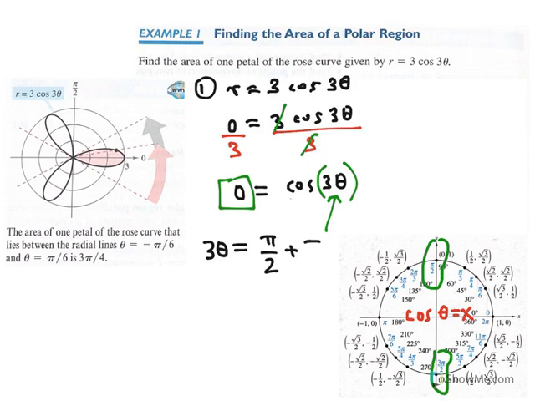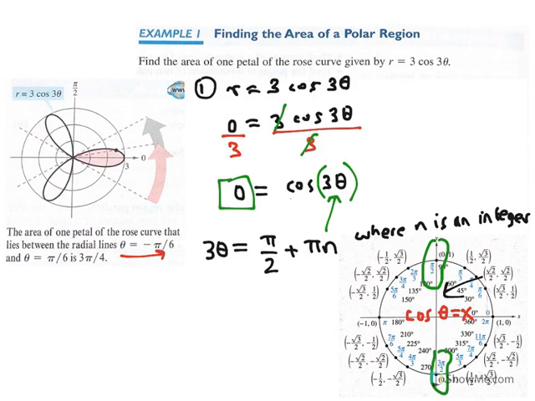So pi over 2 plus pi will give us 3 pi over 2. And if you add pi to 3 pi over 2, you'll get 5 pi over 2, which is coterminal with pi over 2. And if you keep adding integral factors of pi to pi over 2, you'll get all of the values that 3 theta could be, so that cosine will be equal to 0. But you need to solve for theta, not 3 theta. But this is the step that you have to take first.